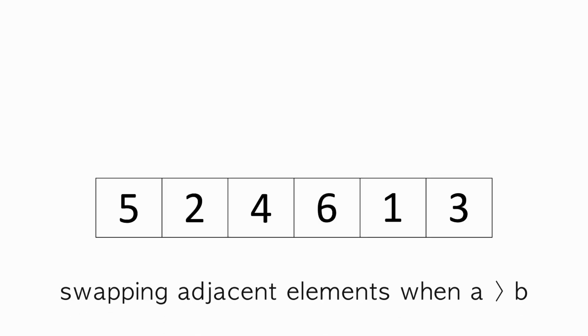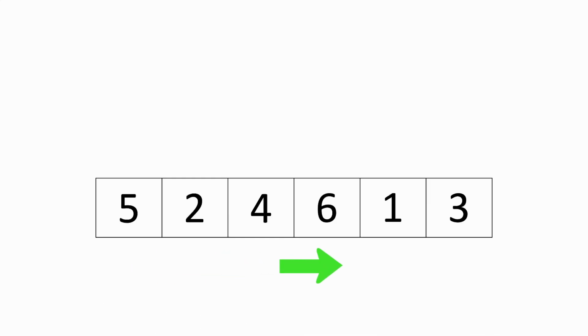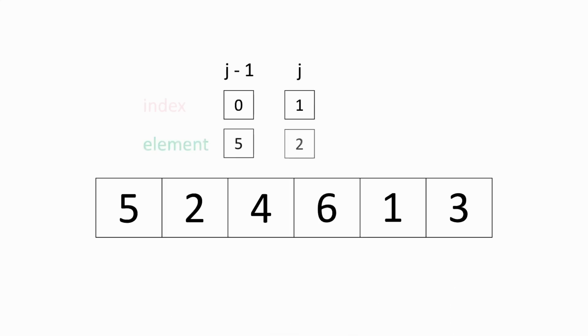Let's understand bubble sort. The idea is to keep swapping adjacent elements when one is greater than the other and move them to the end or to the right of the array. And we do that a number of iterations based on the size of the array. Let's begin visually seeing how this works.